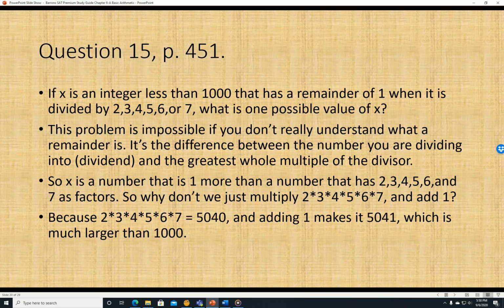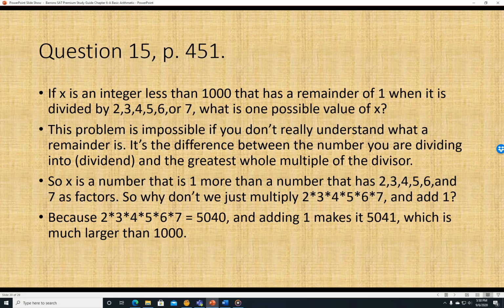Question 15, page 451. If x is an integer less than 1,000 that has a remainder of 1 when it is divided by 2, 3, 4, 5, 6, or 7, what is one possible value of x? This problem is impossible if you don't really understand what a remainder is. So I know most of you probably really haven't done division with remainders since you're in maybe 4th or 5th grade, or maybe some specialized math that you learned.